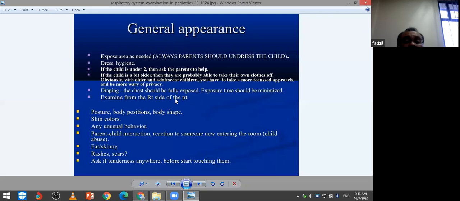And then examine from the right side. Look at the posture, body position, body shape, skin color, any unusual behavior, pattern of child interaction, reaction to someone new entering the room, whether fat or skinny, rashes, scars. Ask about tenderness anywhere before starting. You'll be surprised they can tell you. Many children can tell you where the tenderness is.